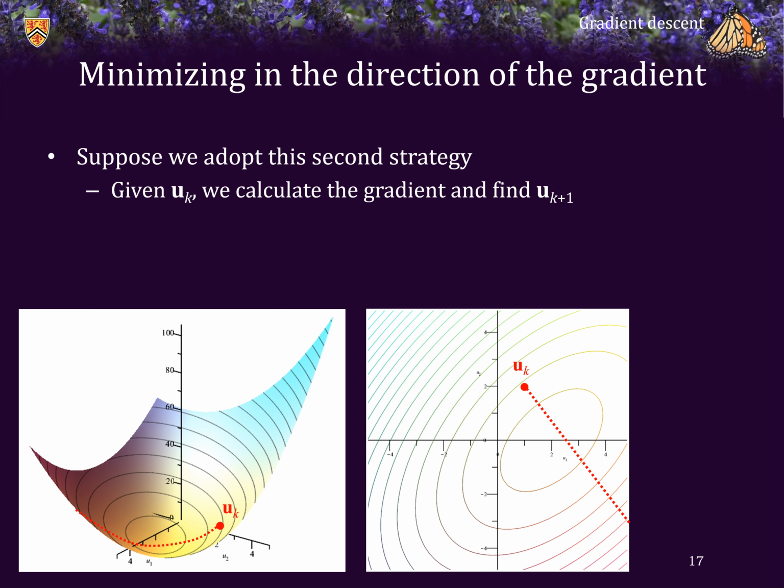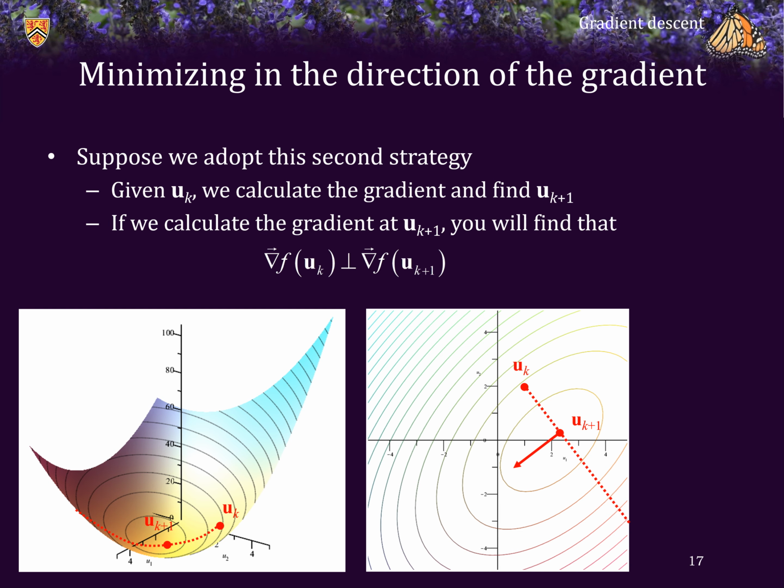Now suppose we adopt this second strategy. So given a point u sub k, we calculate the gradient and then search along that line until we find a local minimum along that line. This gives us a point u sub k plus 1. So at this point, we're going to calculate the gradient again. And something that you're going to find interesting, and if you think about it, not entirely non-intuitive: the gradient at this next point should actually be perpendicular to the gradient we previously calculated.